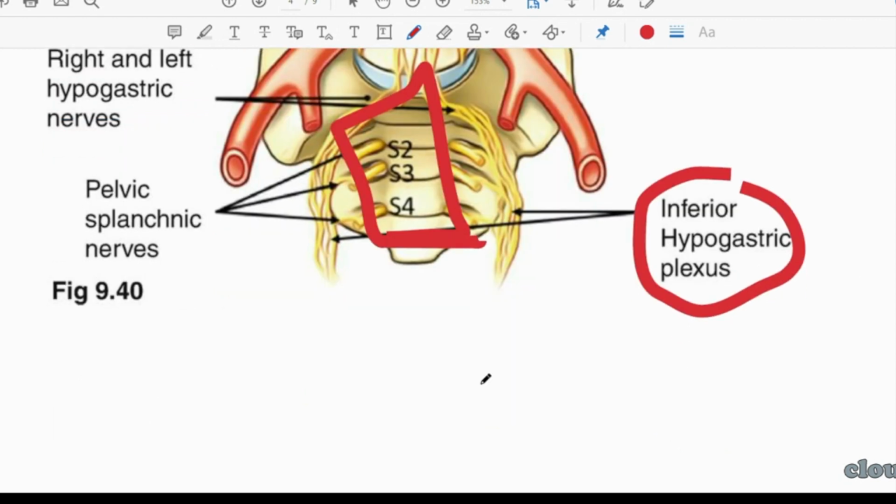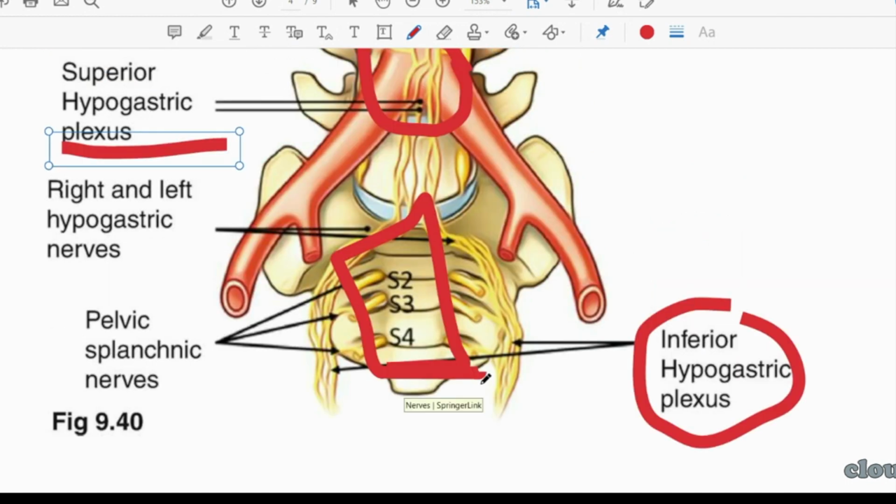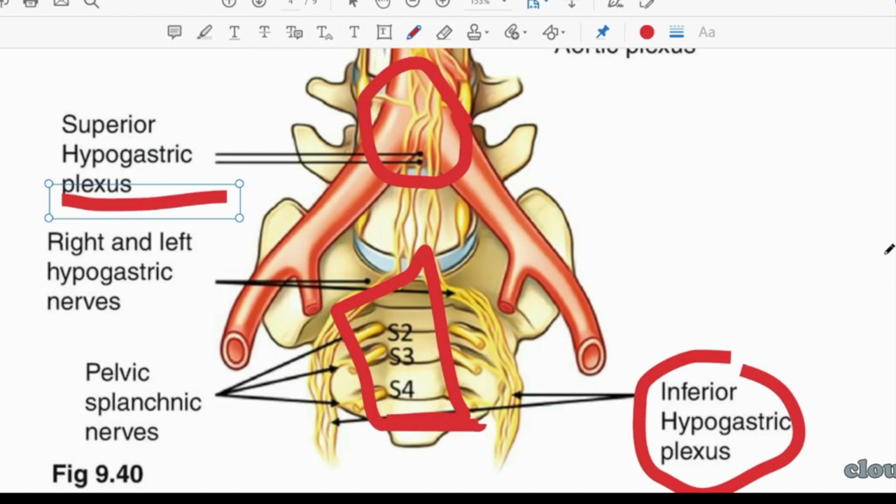Just to briefly mention, the superior hypogastric is purely sympathetic, and the inferior hypogastric is a mix of parasympathetic and sympathetic. The inferior hypogastric is divided into the vesical plexus, prostatic or uterovaginal plexus, rectal plexus, and cavernous nerves that innervate the erectile tissue.